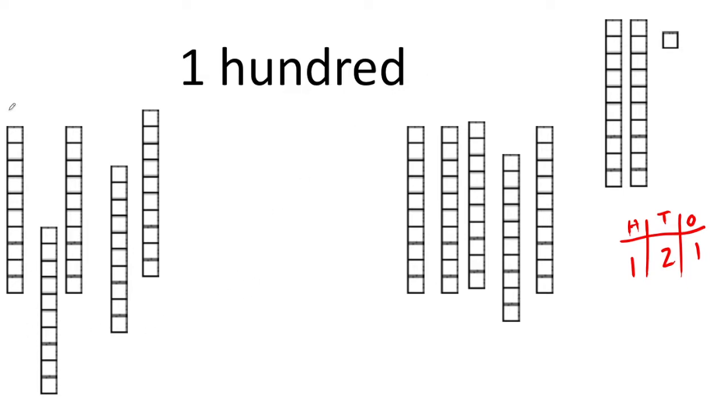Because these are 10 tens, let's count them. 1, 2, 3, 4, 5, 6, 7, 8, 9, 10. But I also have these 11, 12. So when I'm looking at how many tens are really in 121, there's this 100 that has tens and this 2, so there's really 12 tens.